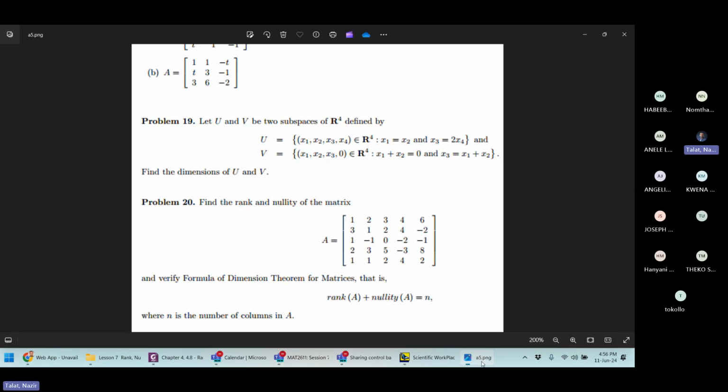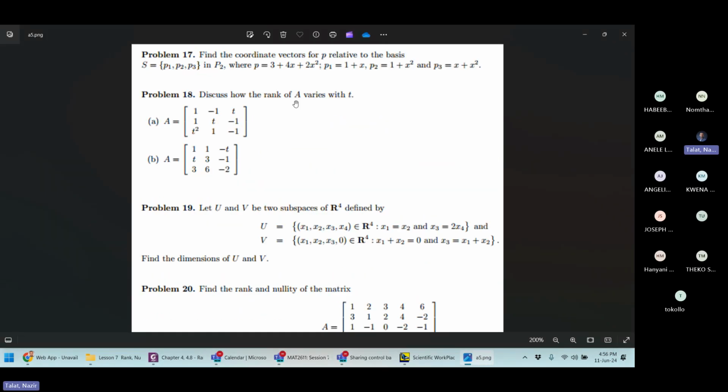Okay, question number one of the assignment. I have already described the coordinate vectors. In the previous lesson, we saw what coordinate vectors are. Coordinate vectors are actually just the constant terms of any vector. If you write it as a linear combination, there will be some constants. If you write those constants in the form of a vector, that is called the coordinate vector. We already discussed that one.